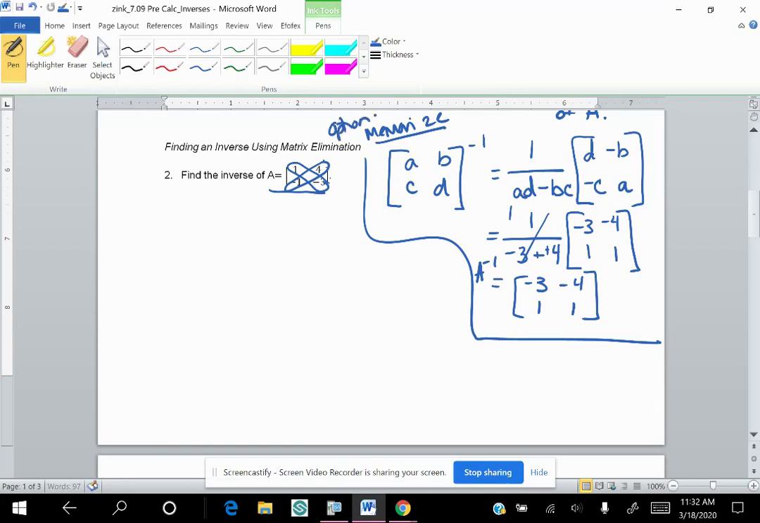Option 2 is don't memorize that, and you're going to solve it. And something else I didn't mention here: this only works for 2 by 2s.